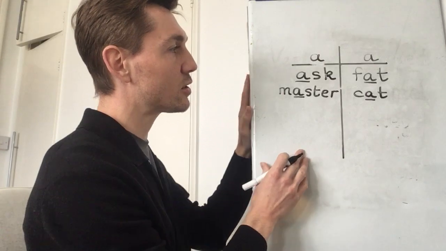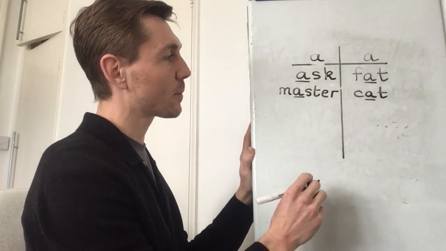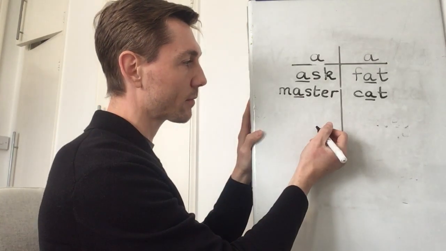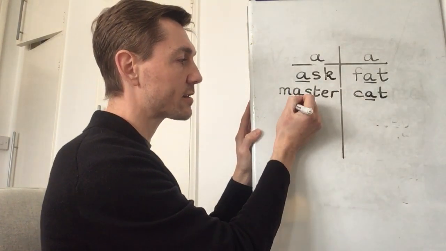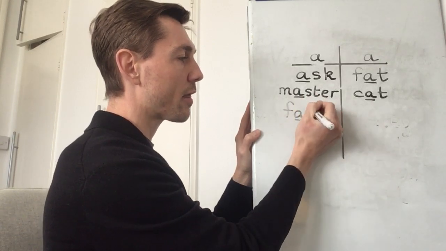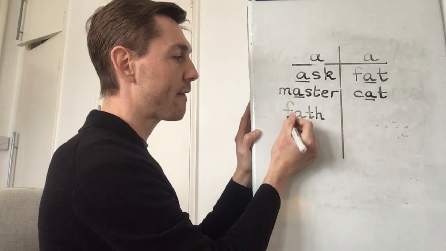Now I'd like you to choose a section to write the word father. The word is father. Will I write it here? No, it goes here. It's R, that sound that we focused on yesterday.